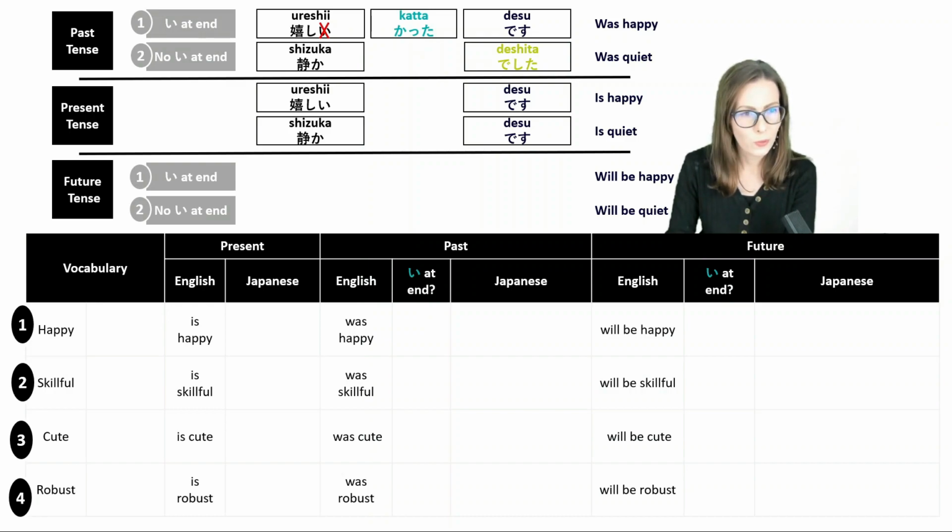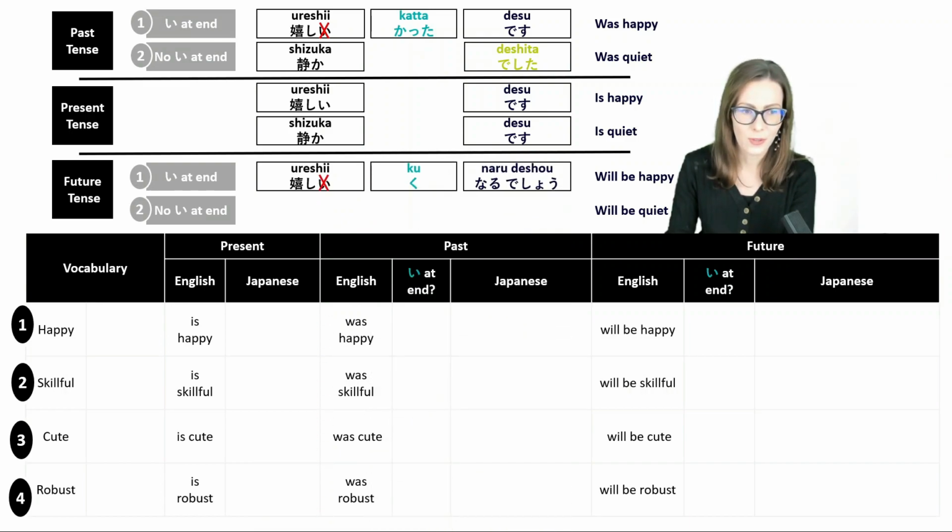When it comes to the future, just like the past, this classification is relevant. In the first category, you do the following. You take the adjective, cut the last i again, add ku, and add naru desho. For the second category, you do the following. You take the adjective, add ni, and add naru desho. So if you want to say "will be happy," you would say ureshiku naru desho. If you want to say "will be quiet," you would say shizuka ni naru desho.